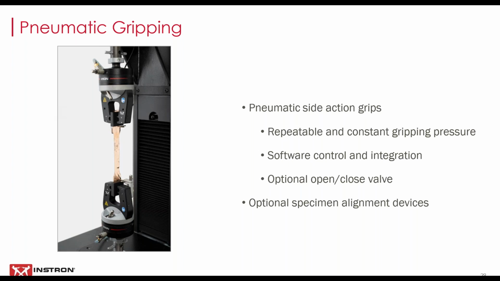Some of the biggest benefits with pneumatic grips are the repeatable and constant gripping pressure. Not only is it going to provide the same gripping pressure every time, but it will provide constant pressure. So if you're sending 90 psi to the grips, but the specimen starts to thin or extrude through the grips, it's really important to have a constant gripping pressure that can adapt to that, so that your specimen still will not slip out.